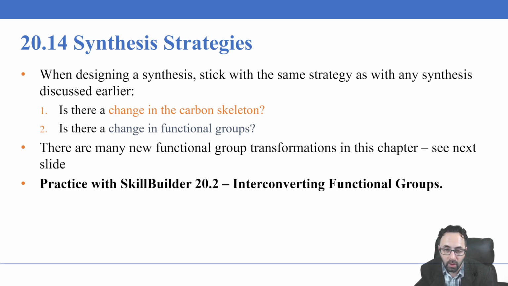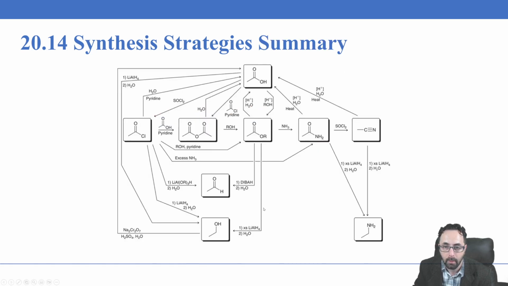Also, are there changes in functional groups? So we saw a lot of changes in functional groups in this chapter. We saw changes between acid chloride and acid anhydride and amide, or esters and amides and nitriles. So what functional groups are we creating with each of these? And we're going to want to incorporate this into our reactions that we can use to achieve particular functional groups in our final product. So here's a summary of synthesis strategies that are related to this chapter.